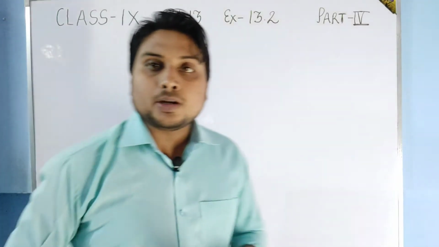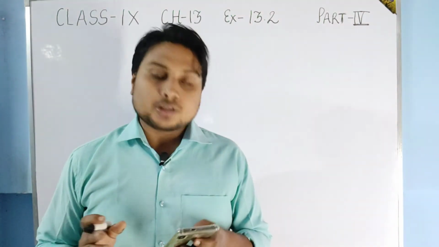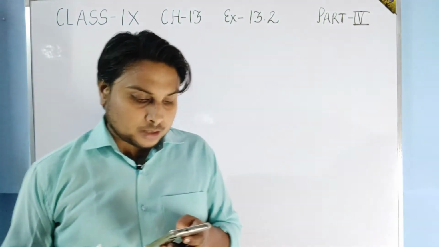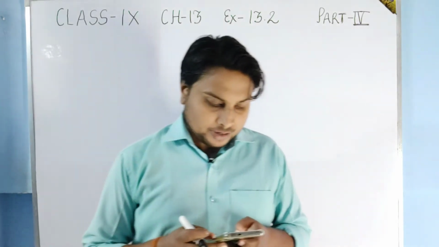Coming to question number 7. Question number 7 is what? The inner diameter of a circular well. Okay, there is a well in circular shape. Its inner diameter is 3.5 meter.